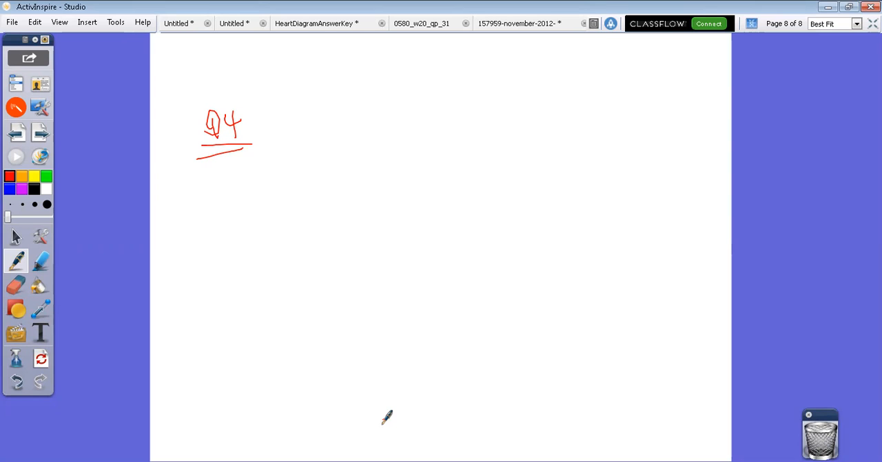Everyone here writing down the question? How much water at 100 degrees would be turned into steam at the same temperature by 678 kJ, kilojoules of energy?